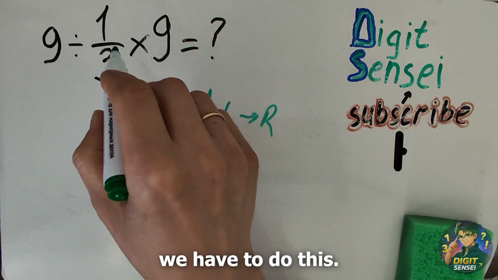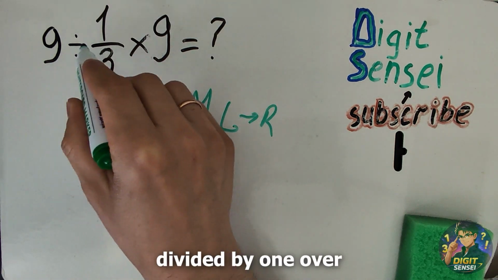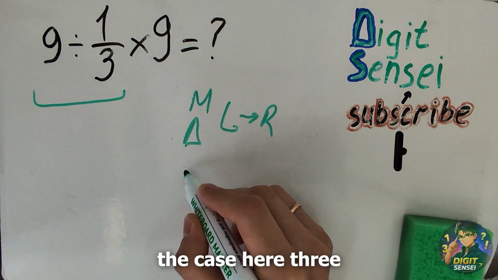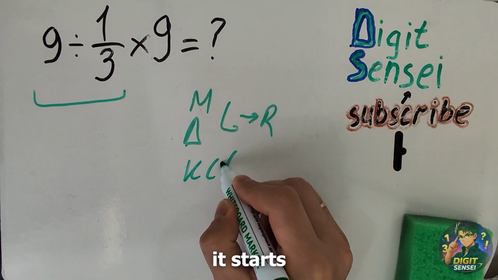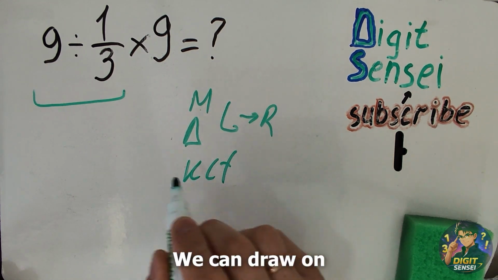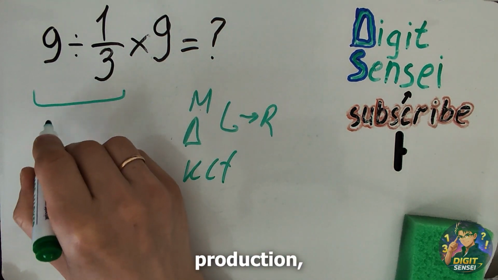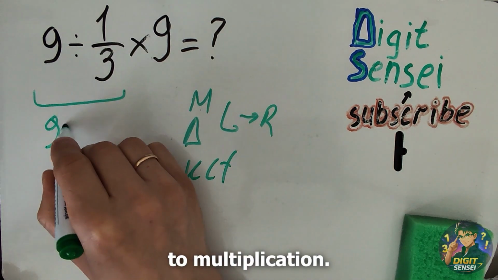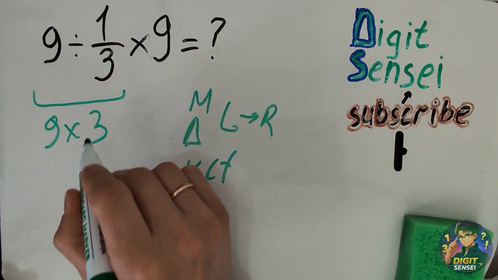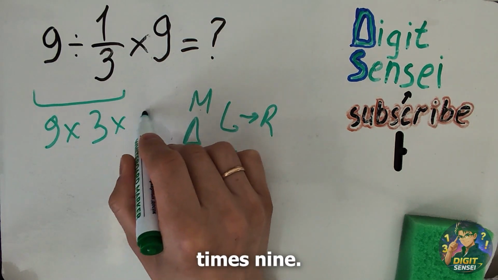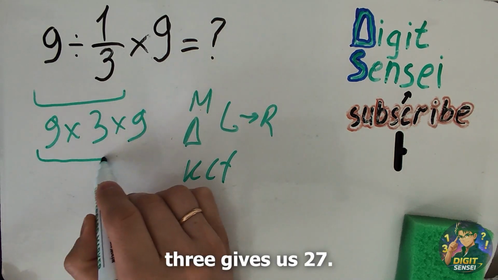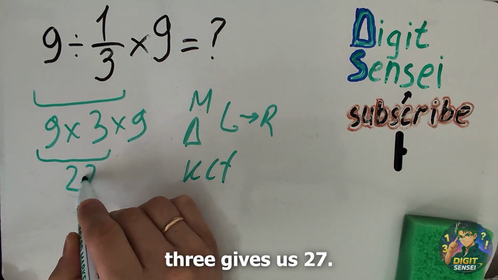So first we have to do this division. 9 divided by 1 over 3. According to the KCF rule, K stands for keep, C stands for change, and F stands for flip. We can write keep the first fraction, change division to multiplication, and flip the second fraction. And here we have times 9. 9 times 3 gives us 27.